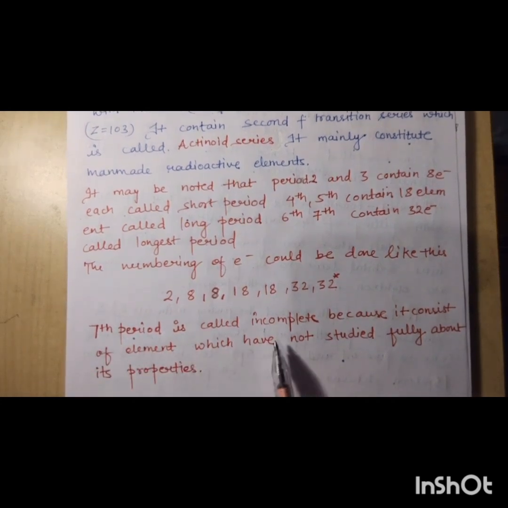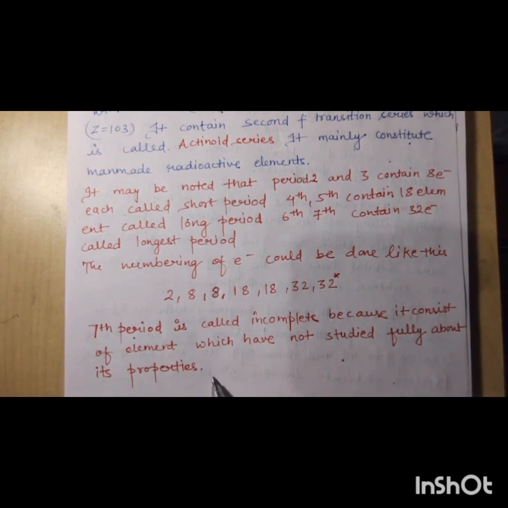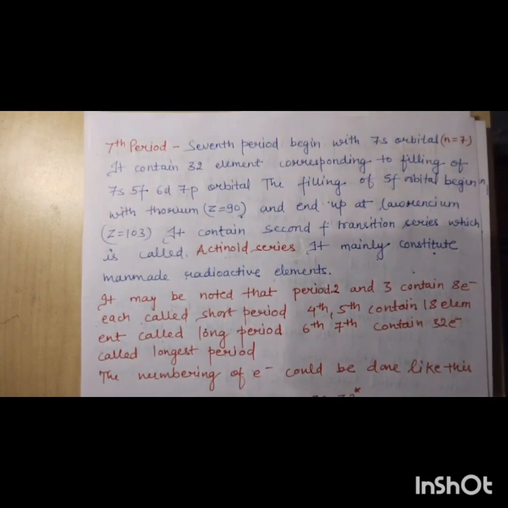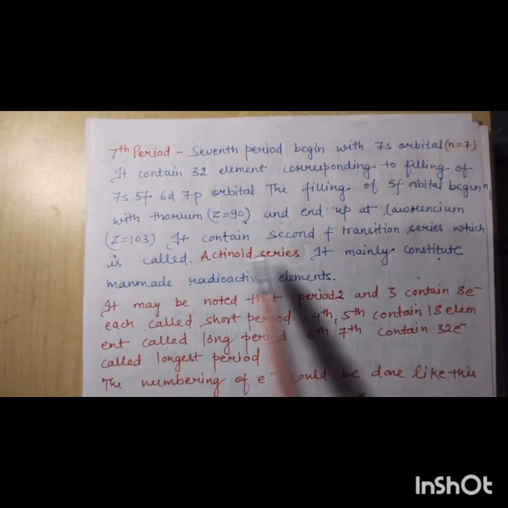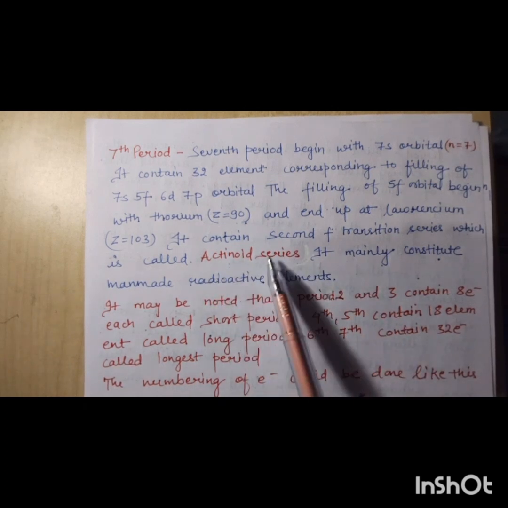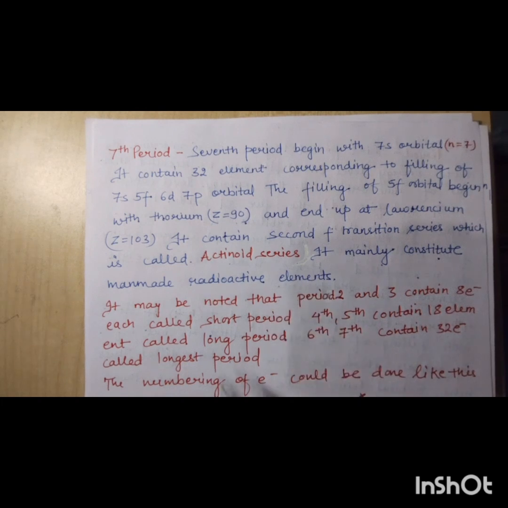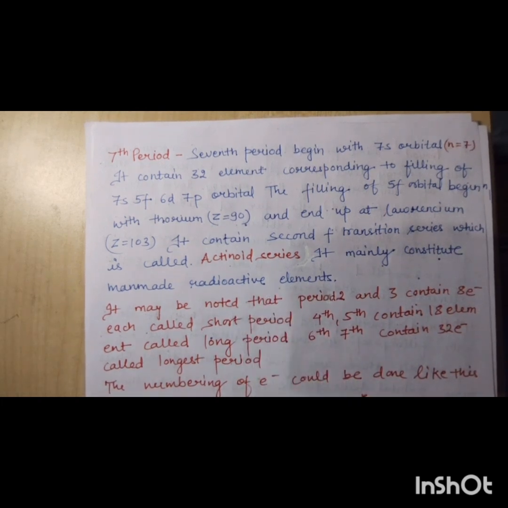The seventh period is called an incomplete period because it consists of elements whose properties have not been studied fully. That falls under the category of the actinide series, whose radioactive elements have not been studied thoroughly yet, due to their radioactivity.